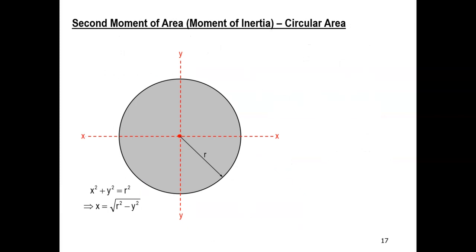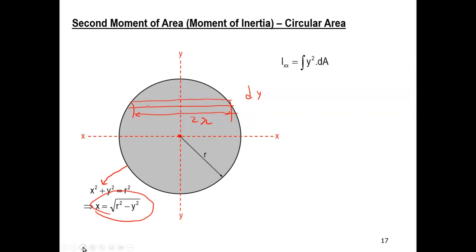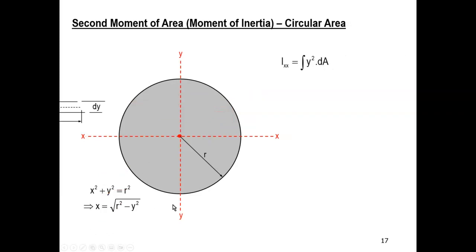Let's do the same thing for a circle. With a circle, all you need is the equation of the periphery. Then when you make a strip, this strip is dy, and that is 2x, right? So this is 2x. And how do I find x? This is x in terms of y. So we just simply plug all these special cases into the formula.